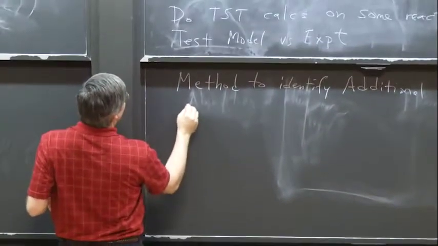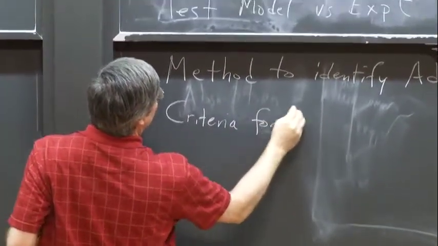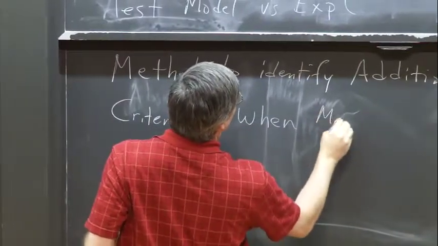Any other ideas? Some sort of criteria on when you're going to stop developing the model. Criteria for when we're done.